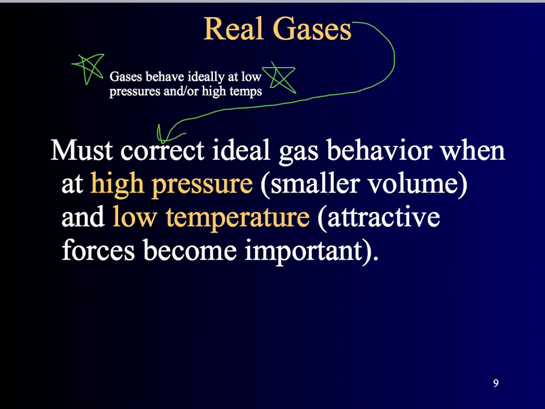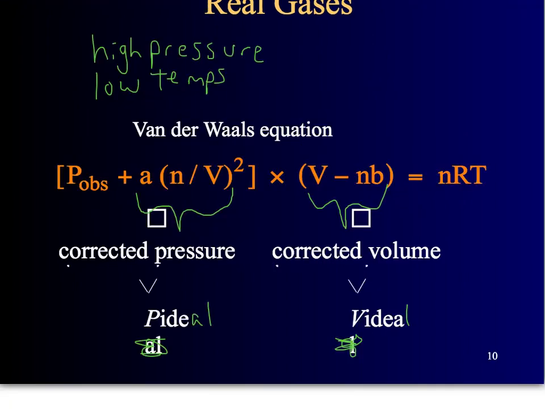Why at high pressures? Because at a high pressure you have a smaller volume, and that means that the volume of the actual gases matters. And at low temperatures, the molecules aren't moving as quickly, and the attractive forces become important here. This is the correction factor, or the equation that you would have to use when you were speaking of real gases. And real gases behave differently than ideal gases at high pressure and low temperatures.